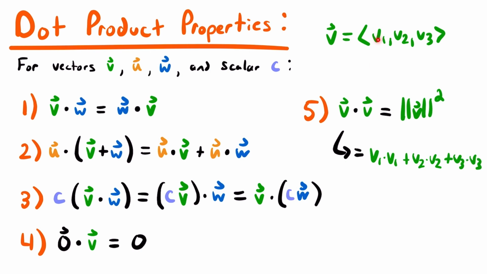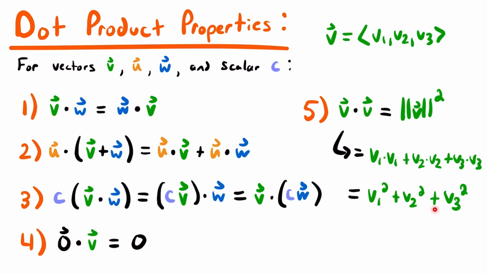We multiply the x components together, so we'd have v1 times v1. Then we add that to multiplying the y components together, which in this case are both going to be v2, since we're multiplying the same vector by itself. And then we add that to the multiplication of the z components, which in this case are both going to be v3. So if we simplify, this would be equal to v1 squared plus v2 squared plus v3 squared.